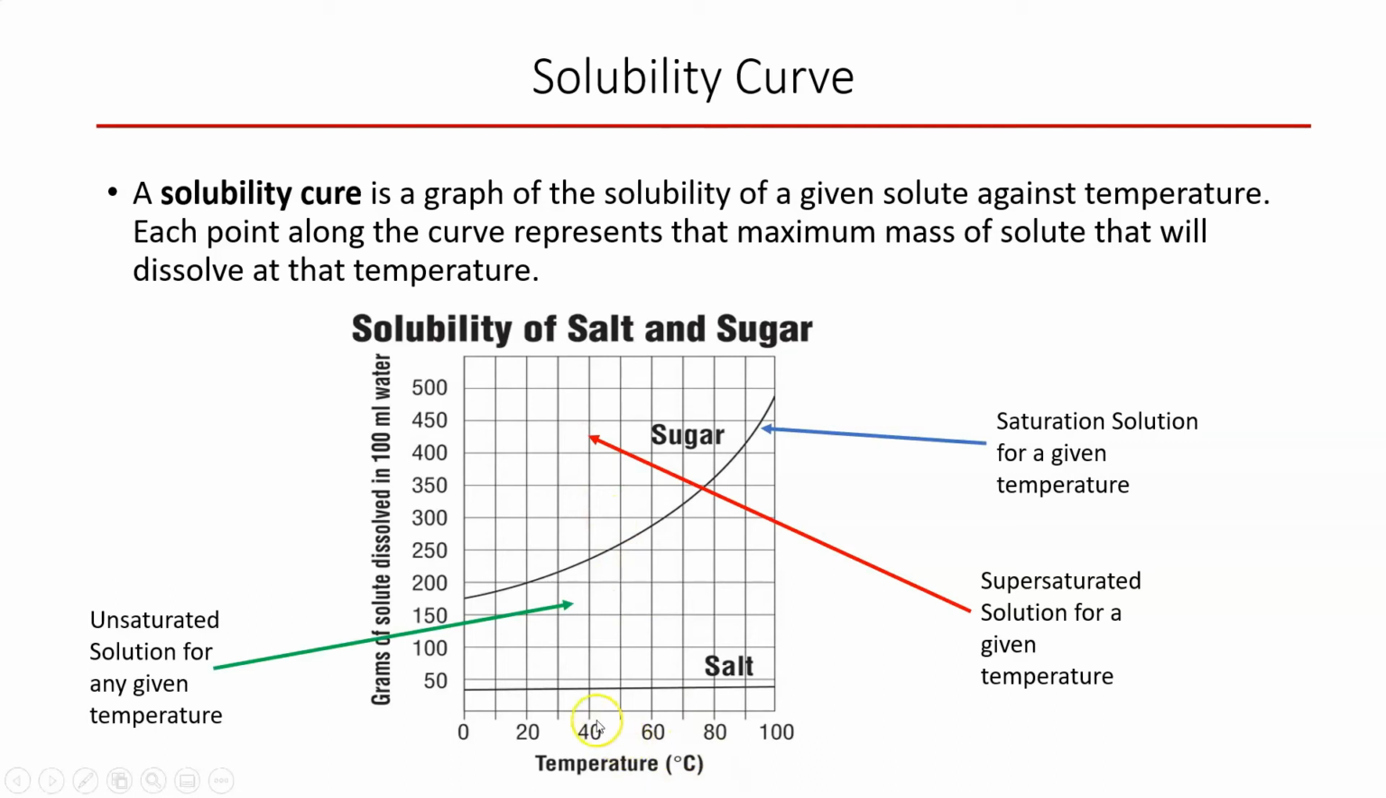Likewise, if I was below, so if at 4 degrees Celsius, I only had 175 grams of sugar dissolved in 100 mils of water, then that would be an unsaturated solution. So this line provides my saturation. Above it is a supersaturated solution, below it is an unsaturated solution.